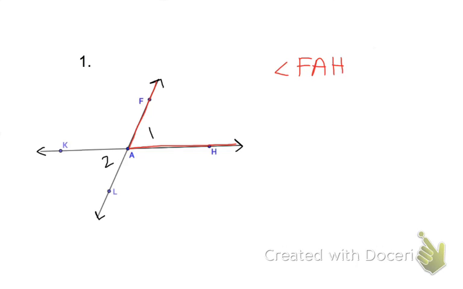And then the second angle I'm going to highlight in blue. And we would name that KAL. And since they're vertical angles, those angles will always be congruent, so I'm going to put the congruent symbol between them.